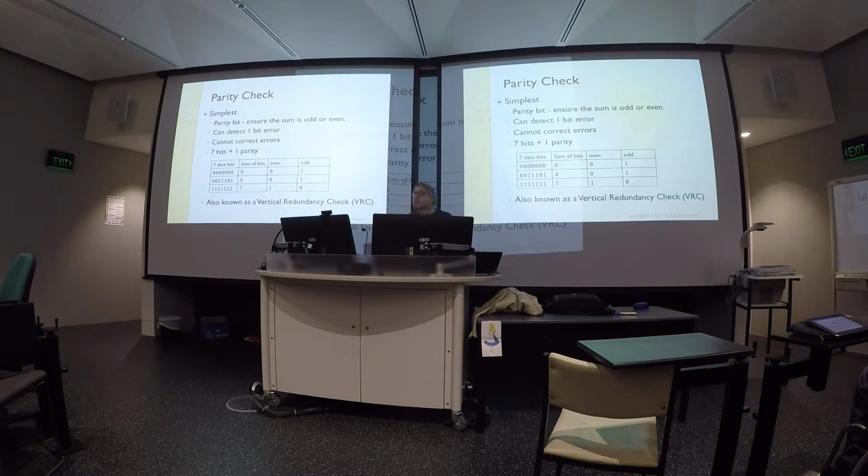Parity detects all even errors. Sorry, I got that completely wrong. Parity detects all odd numbers of errors. Whether it's odd or even doesn't matter. It can detect odd errors. So it can detect a single bit error. It can't detect 2 bits of error. It can detect 3 bits of error. It can't detect 4 bits of error. It can detect 5 bits of error.